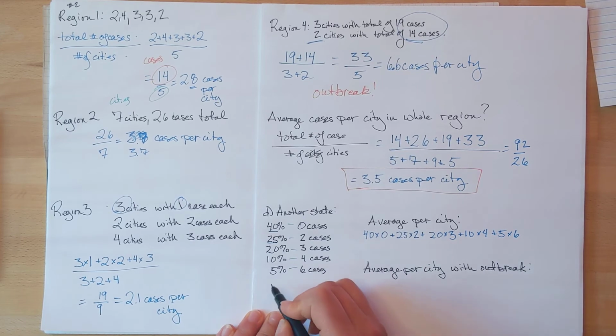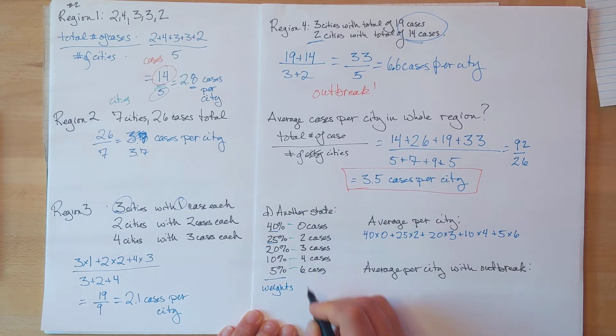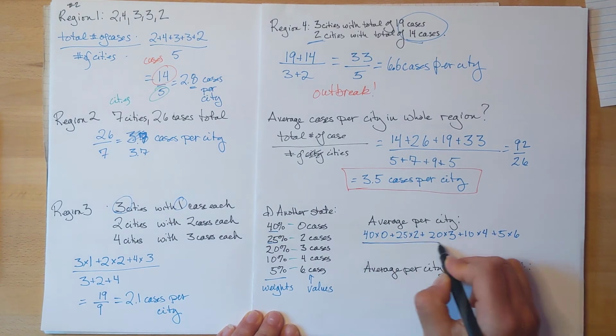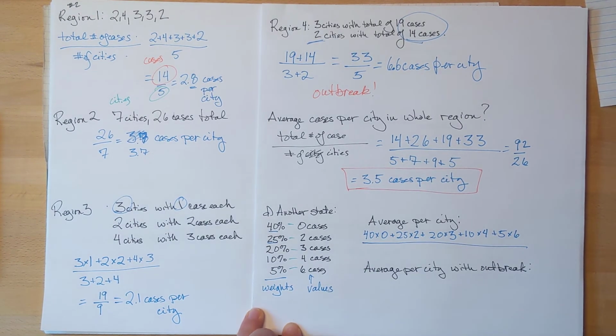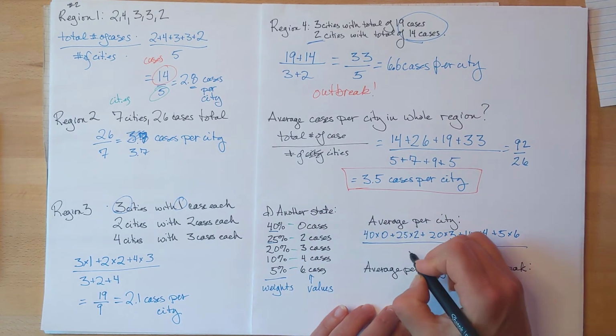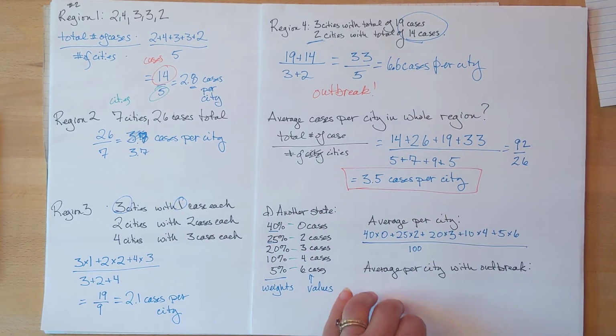In the language we've used in class, these are my weights, my number of times that each one of these values counts for. And I want to divide by the sum of the weights, the number of cities that I am pretending that I have. Remember, I don't know that there's actually 100 cities. So in this case, these weights sum up to 100. So I'm going to add up all of these things and divide by 100.